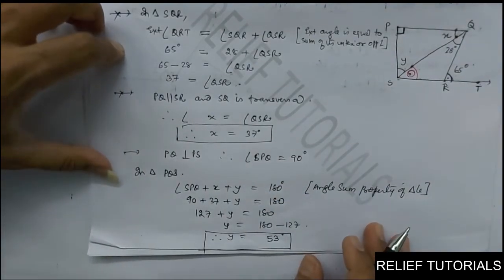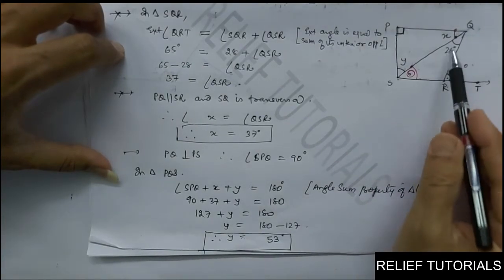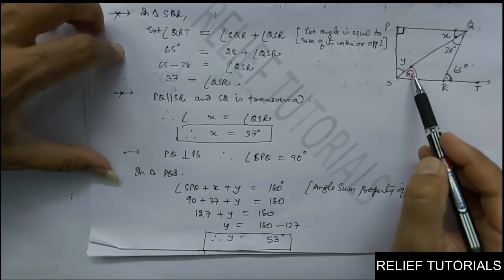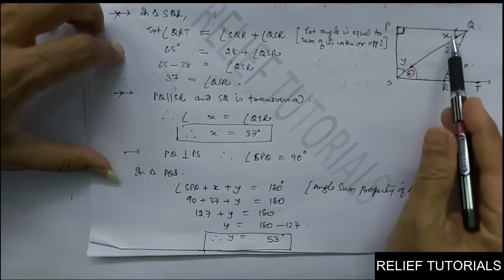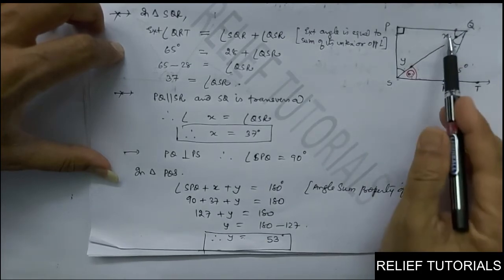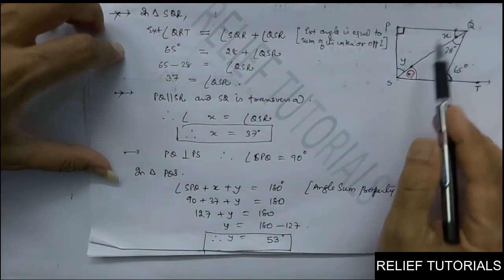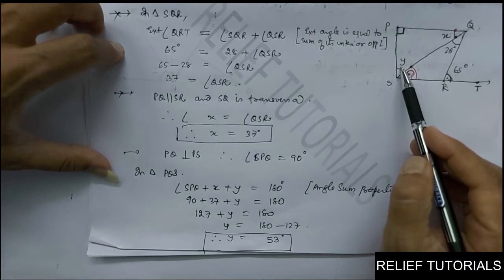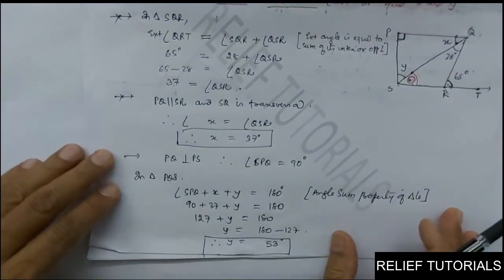See, moral of the story: the exterior angle of a triangle is equal to the sum of its interior opposite angles. So 65 is equal to 28 plus this angle, so that is 37. Now these two are alternate angles, so this is 37, and this is 37. Now in this triangle we have two angles, 37 and 90, so we can find the remaining third angle by the angle sum property of a triangle. So I hope you understood this problem.